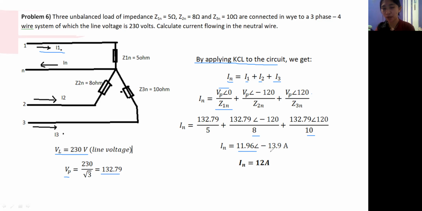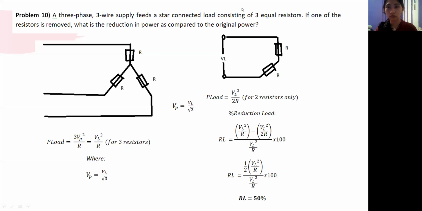11.96 angle 13.9 amperes. Since the given problem has choices with whole numbers, but what I solved is 11.96, we'll just approximate it to 12 amperes. So that would be the answer for the current flowing in the neutral wire.